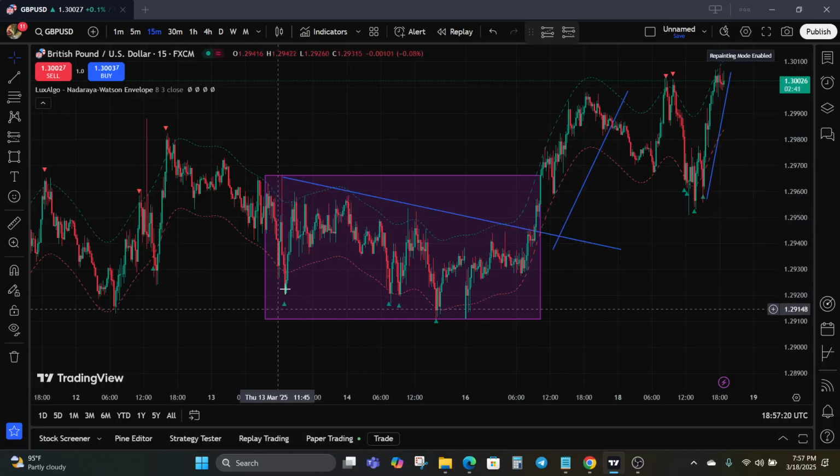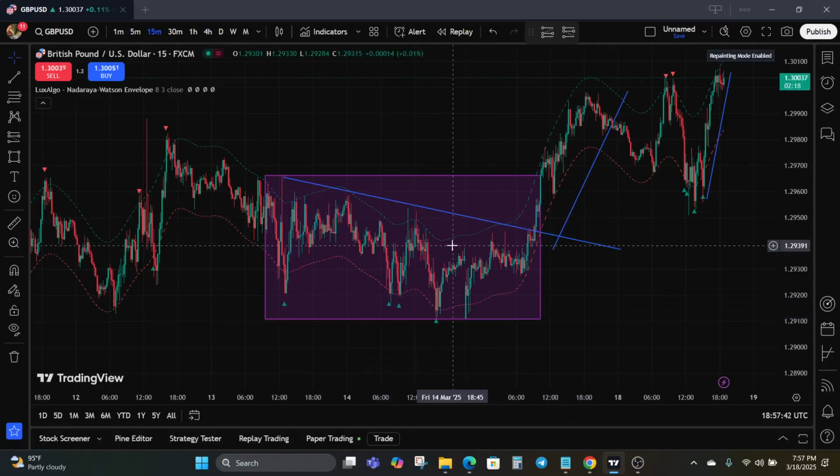So it kept on giving buy signals, but the breakout did not happen here. It gave another buy signal. The breakout did not happen here. Yes, we had a buy move. So even if you had entered a buy trade after this buy signal, you would have still made some profit. But the main breakout did not happen here. This was when the breakout finally happened.